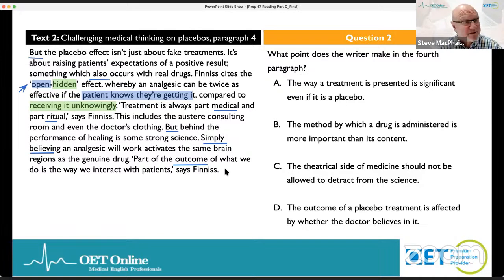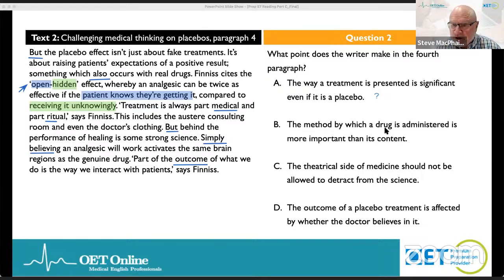Well, I do talk about the way treatment is presented, right? They do talk about that, the way we interact with patients. I'll say here, possibility. I'm not sure. If I was doing this on exam day, I'll put a little question mark there. Maybe.